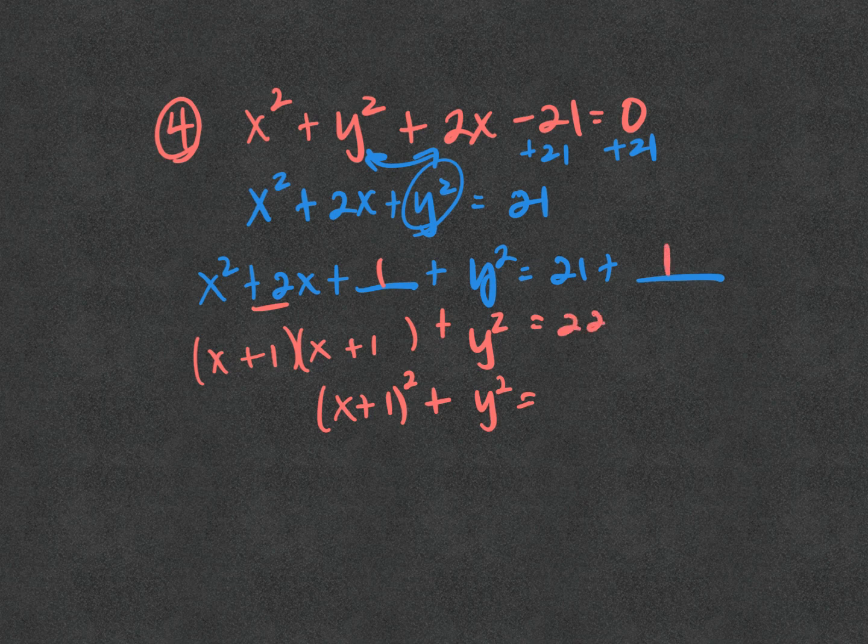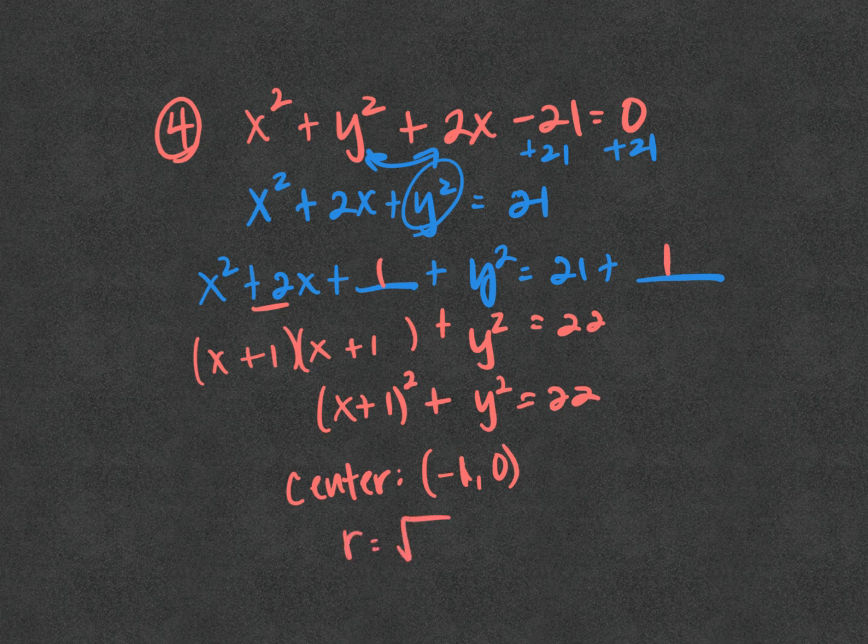So this is 22. So the radius, not the radius, let's start with the center. Good math habits make good math students. So if you do it the same way every time, you're likely to get it right. The center on this one is different. The x is -1, and there's nothing with the y, so the y is 0.